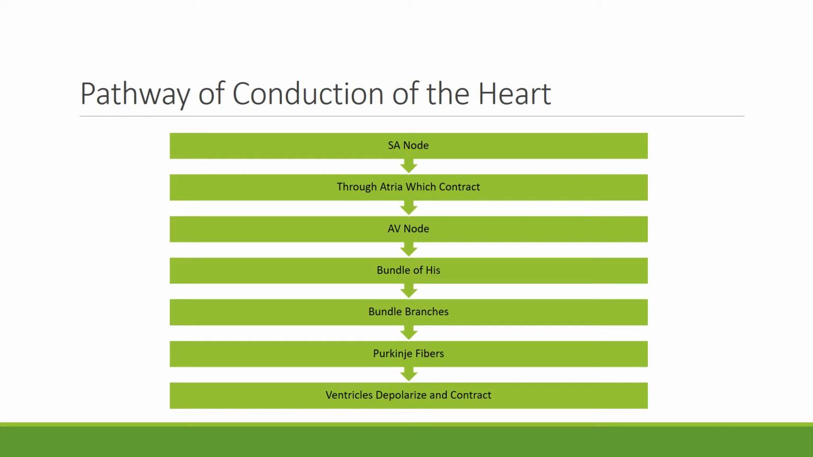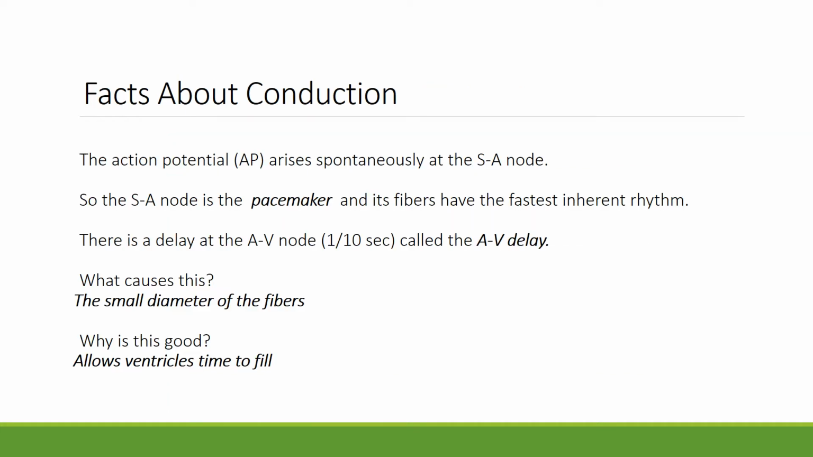It begins in the SA node where it is generated, and the SA node is located in the right atrium. From there, the signal passes through the atria, which contract, and on into the AV node, or atrioventricular node, into the bundle of His, onto the bundle branches, into the Purkinje fibers, which then cause the ventricles to depolarize and contract.